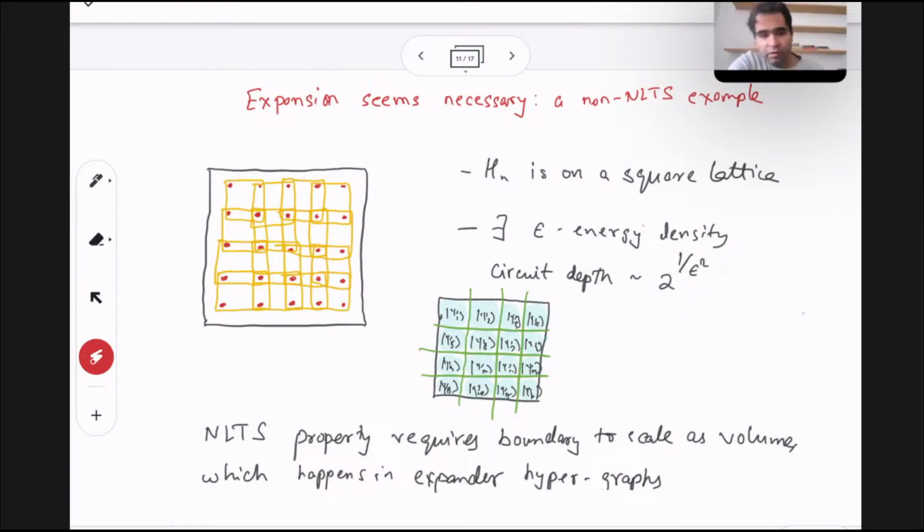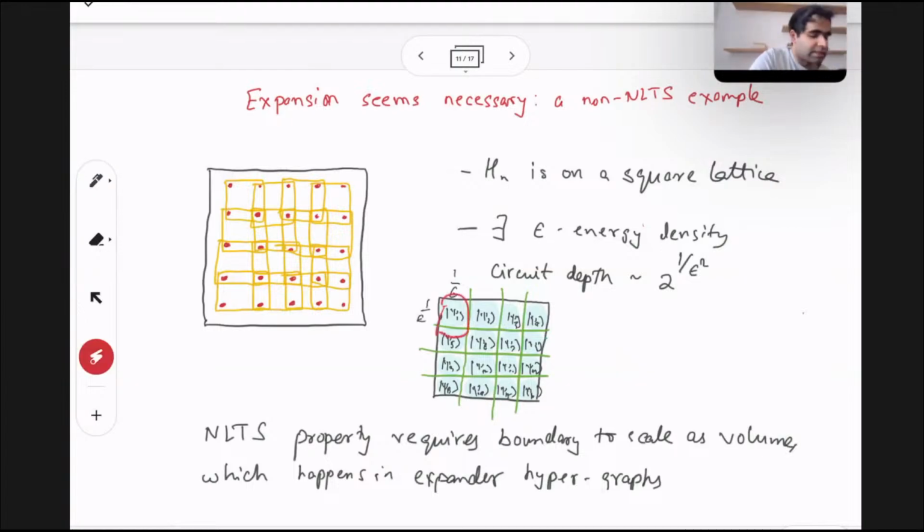So here's what I'll do. I'll take my 2D lattice, and I will break it up into many, many small parts. Each part has side length 1 over epsilon. I'll do that to the whole lattice, and I will ignore all the terms that were acting on the boundary, and I will solve for each small square separately. Each small square is 1 over epsilon times 1 over epsilon. Let me write it down. This is 1 over epsilon. This is also 1 over epsilon.